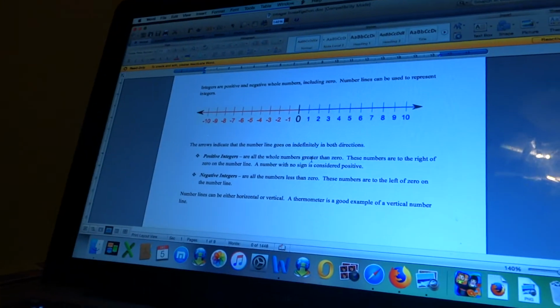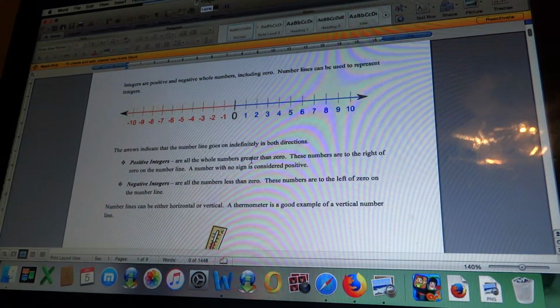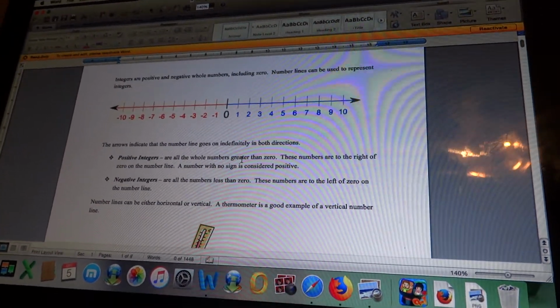So next, let's find out what are integers. Now let's write up a few things. Now what are integers? So everyone please take a note and write in your notebooks. Integers are positive and negative whole numbers including 0. So everyone please write.